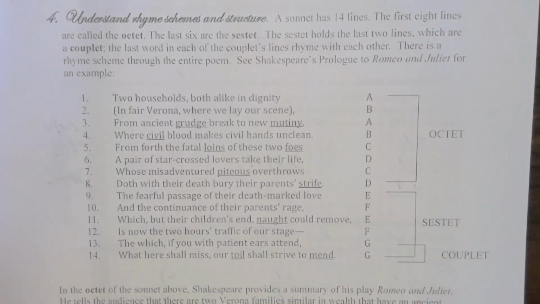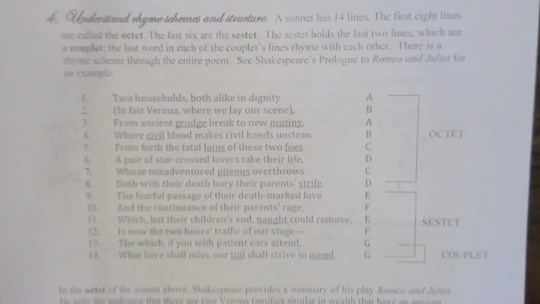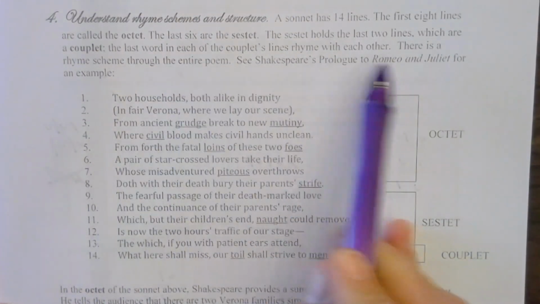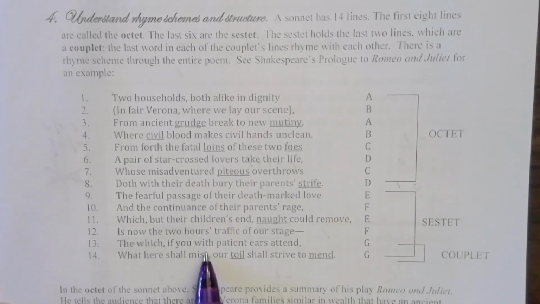Now finally, what we're going to do is understand the structure of a sonnet. So you already know the rhythm, the ba-ba, ba-ba, ba-ba, ba-ba. And you know that each line needs to have 10 syllables. Now a sonnet has to have 14 lines, so you can see that this prologue to Romeo and Juliet was actually a sonnet. So we have 14 lines.